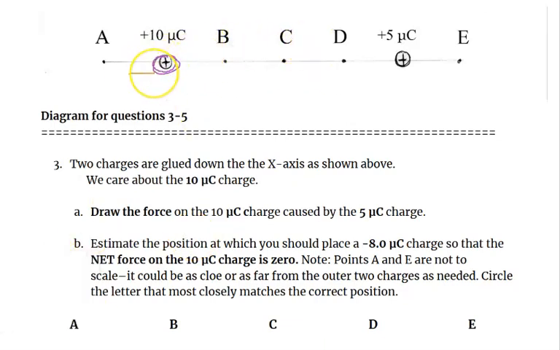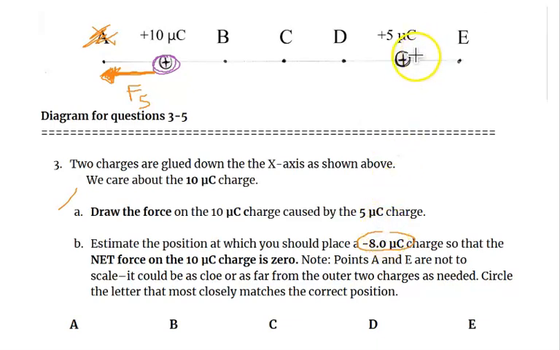The 10 and the 5 repel each other, so there's some force pushing the 10 to the left. This is the force from the 5. Estimate the position at which you should place a negative 8 so that the 10 is balanced. This is the charge we care about. The 5 is pushing it to the left. We want the forces to balance, which means we want the negative 8 to pull it to the right. Since this is negative and that is positive, to pull it to the right, the negative needs to be somewhere over here. So that knocks out A.